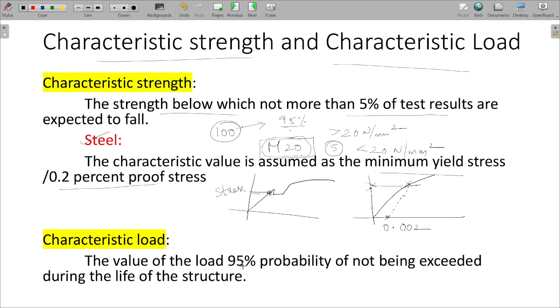And characteristic load means there is 95% probability that the load that comes on the structure will not exceed this value. So 5% of the times it may exceed, but the characteristic load we take from IS 875. In the last class we saw these code books, part 1, part 2, part 3, part 4. From these code books we take the value for which there is 95% probability that it will not get exceeded during the life of the structure.